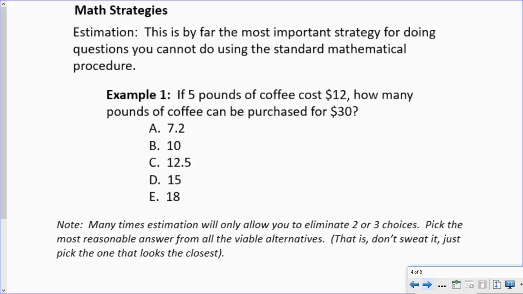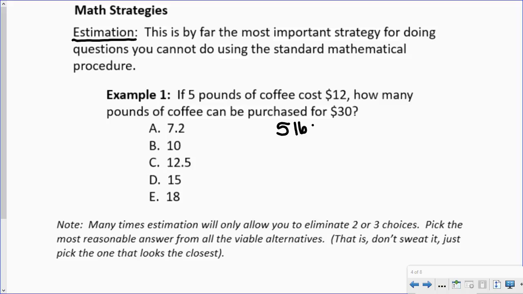All right, so let's look at the first one. So this one is estimation. This is by far the most important strategy for doing questions you cannot do using a standard mathematical procedure. So let's pretend, because you might be reading number one and you know exactly how to solve it, but let's pretend like you didn't know how to solve it. So here's how I would use estimation for this problem.